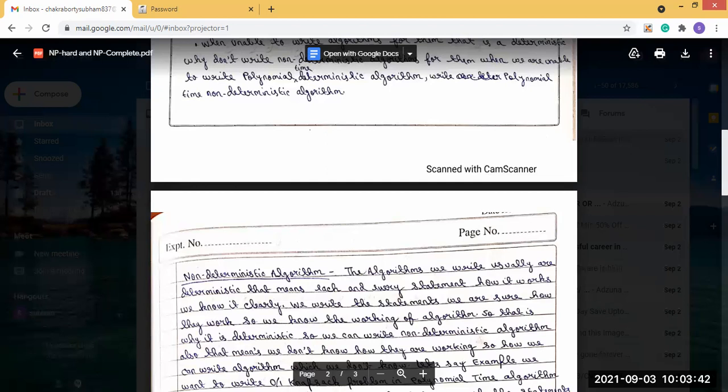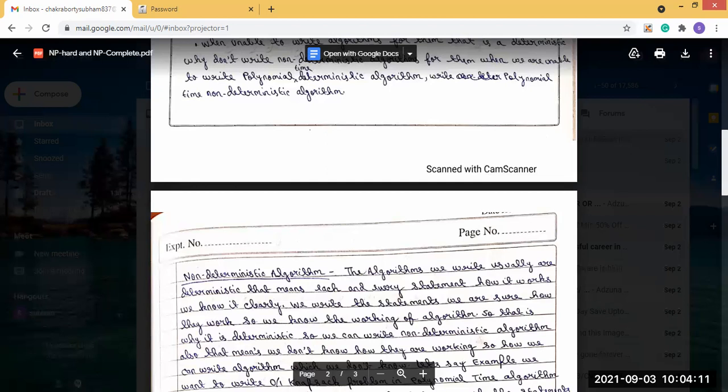Whatever we already know, if we want to write an algorithm, in this algorithm we will put the statements, and how these statements work, we know about it clearly. That's why we are writing this into our algorithm. That is deterministic. So that is why it is deterministic.